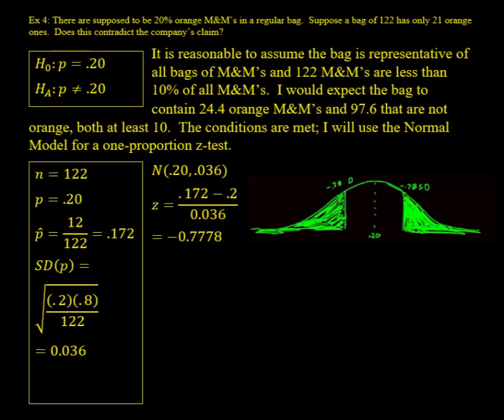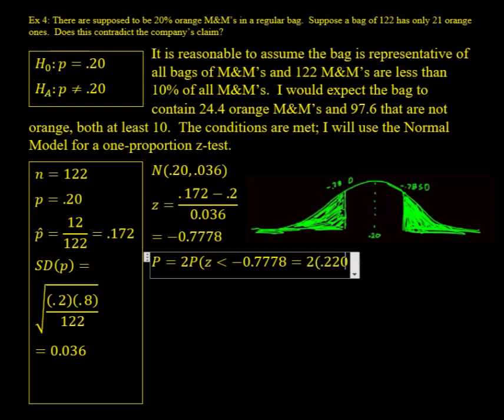There is our normal model. As you can see, it's two-tailed. It looks like it's going to be a pretty big value. We don't have a lot of area that's not colored in under the curve. So we're going to have 2 times the probability that z is less than negative 0.7778, which comes out to be 2 times 0.2206, which equals 0.4412. So that's pretty large.